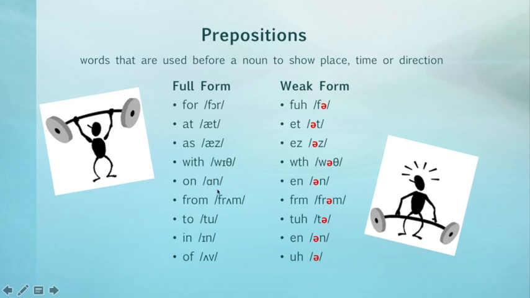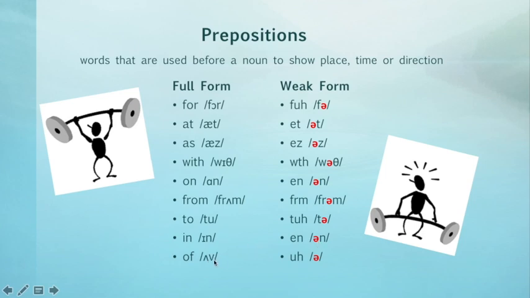Instead of on, you might just hear un. And instead of from, you might just hear frm. Again, it just sounds like maybe the vowel's been removed and you just hear the consonants. Instead of to, you'll often just hear ta. And instead of in, you'll hear un, similar to on.